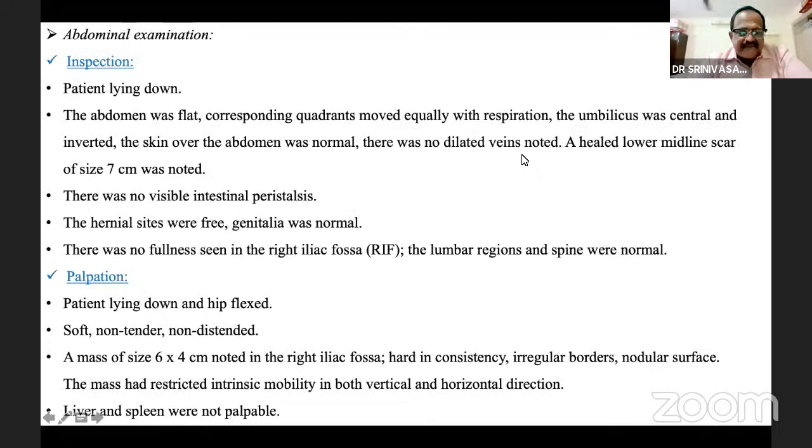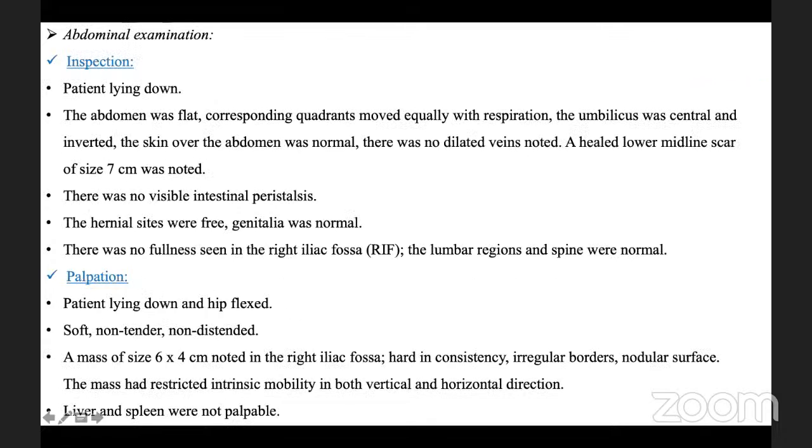So moving on to abdominal examination. During inspection, the patient was lying down with adequate exposure and proper consent. The abdomen was flat and all corresponding quadrants were moving equally with respiration. The umbilicus was central and inverted. The skin over the abdomen was normal. There were no dilated veins. A healed lower midline scar of size 7 centimeter was noted. There was no visible intestinal peristalsis. The hernial sites were free.